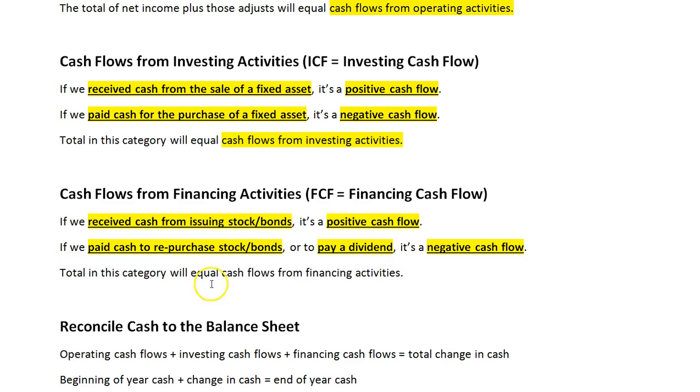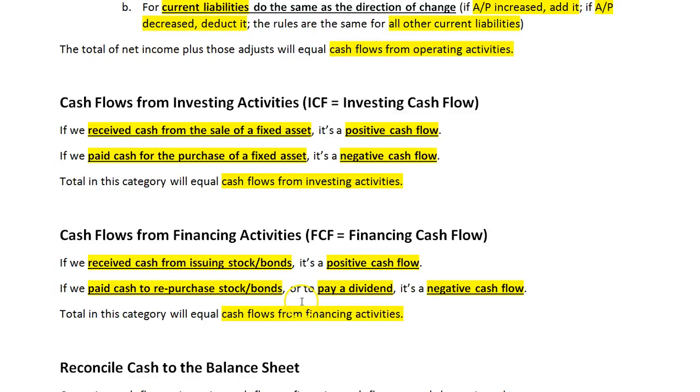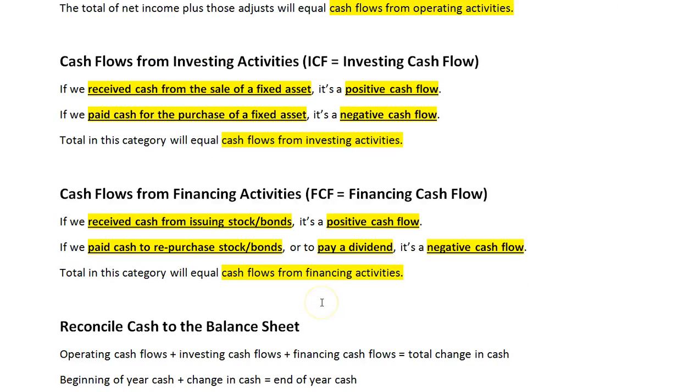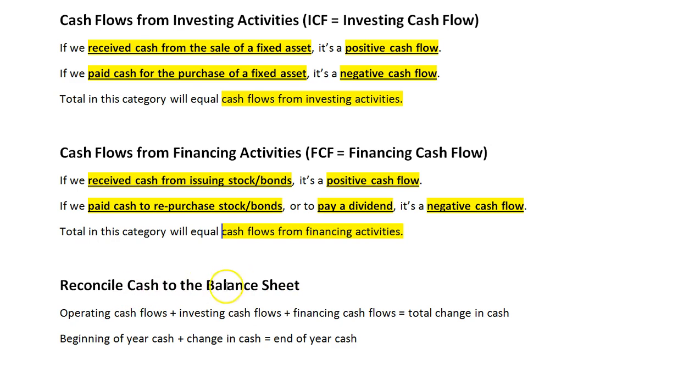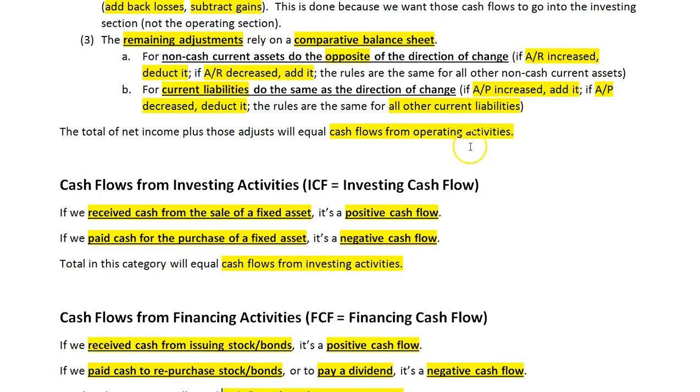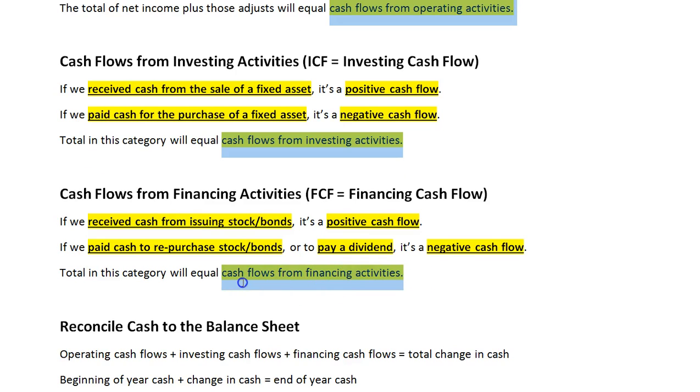The total in this category will equal the cash flows from financing activities. So this will be the 3rd section. Alright, the 3rd step here will be to reconcile the cash balance on the report to the balance sheet. So what we're going to do is add up 3 sections, the operating cash flow, plus the investing cash flow, and the financing cash flow.